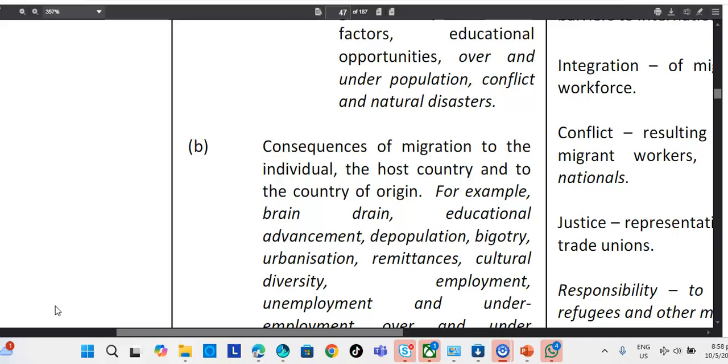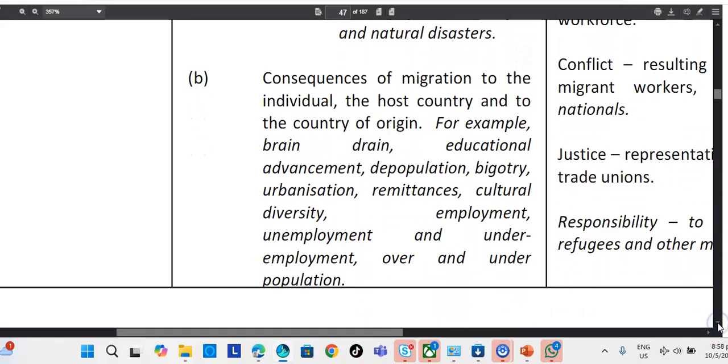We can look at good things, remittances. So when you migrate and send back money to your families back home, that helps to build the country and improve your family's standard of living. We can look at cultural diversity. So when you migrate to another country, you carry along with you your culture. So you introduce it to your new friends, your families overseas in the country that you have migrated to.